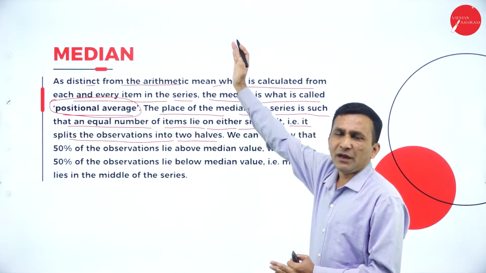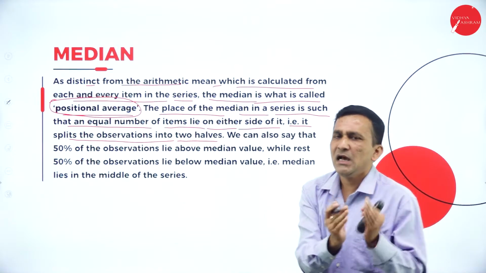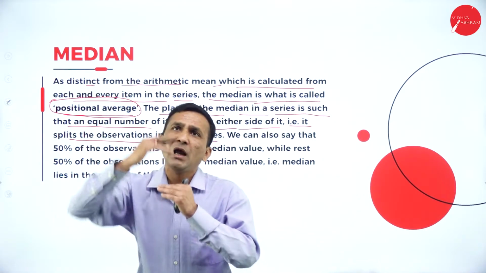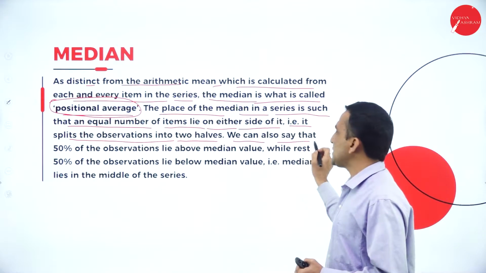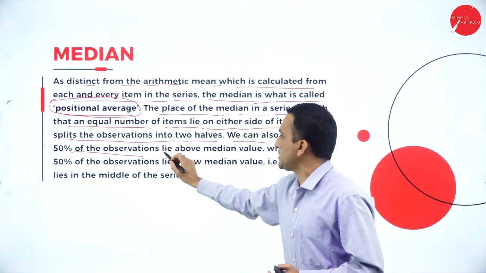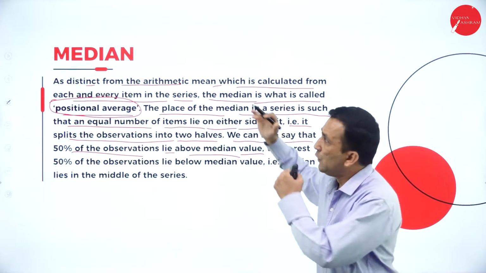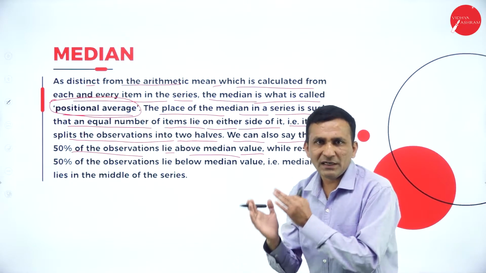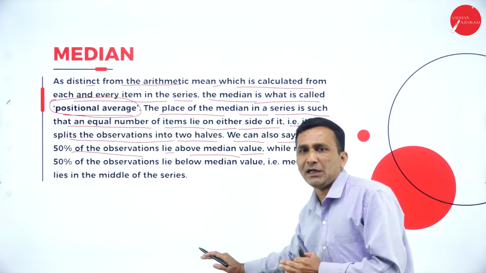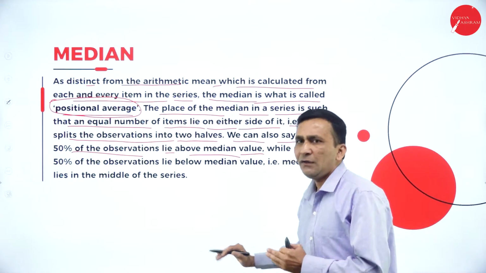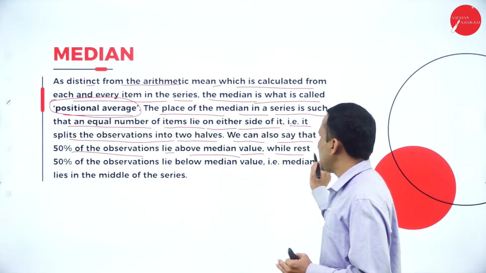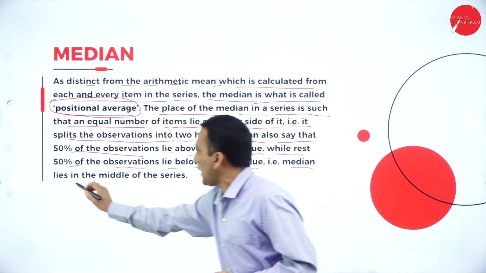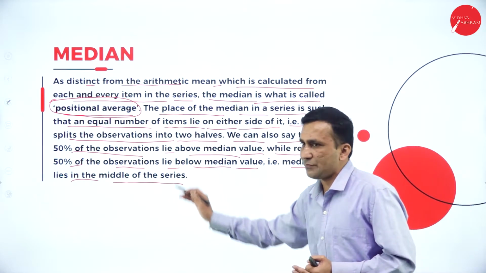In case of an even number of observations, the first three go on the left side and the second three on the right side, or if you are writing in vertical format, above and below. We can also say that 50% of observations lie above the median value and the remaining 50% lie below the median value. The median lies in the middle of the series, because we are dividing equally.